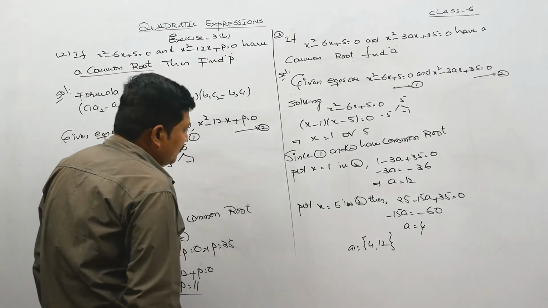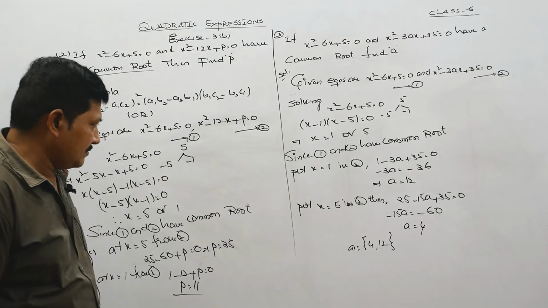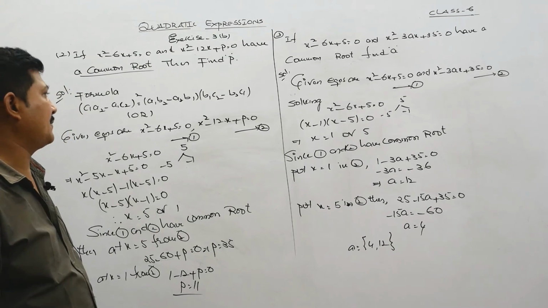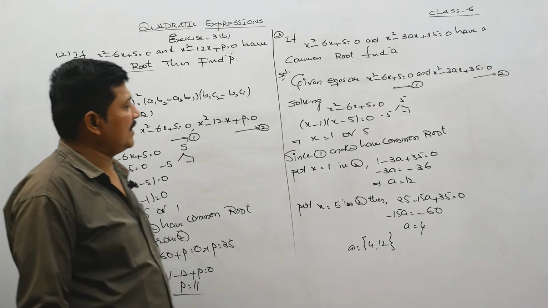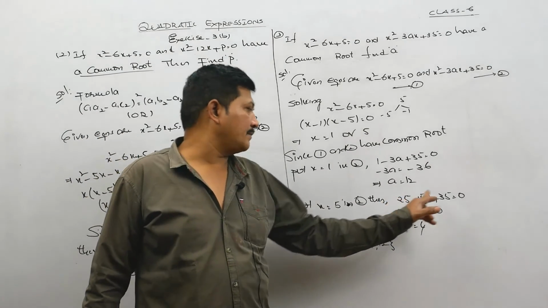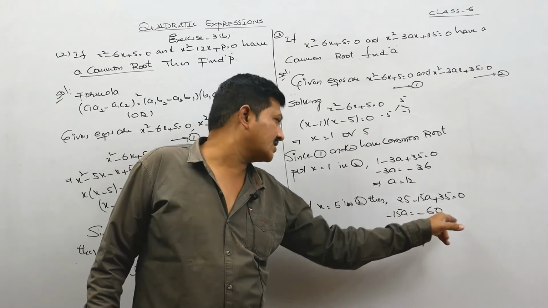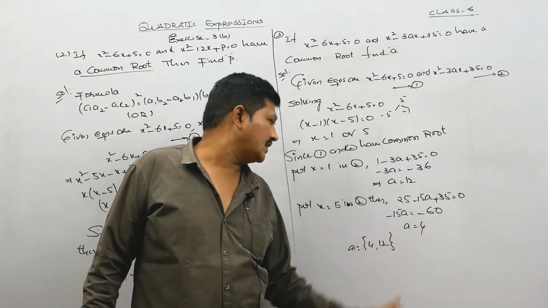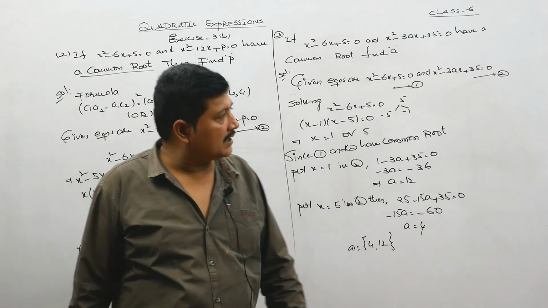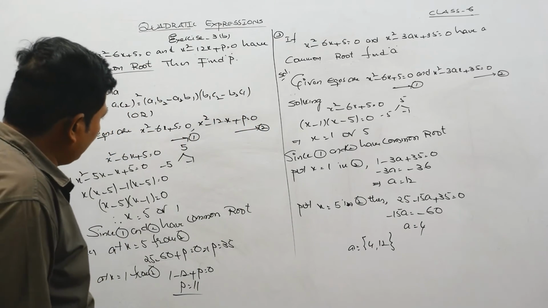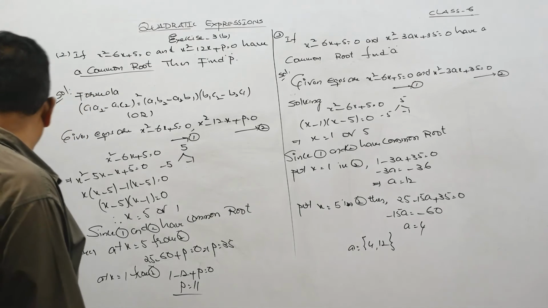అదే విధంగా Put x is equal to 5 in equation 2. ఈసారి x is equal to 5 ప్రతిక్షేపించినట్లయితే 5 square 25 minus 3 into 5 15 and 25 plus 35 plus 60, అవతల తీసుకున్నట్లయితే minus 60. So 15 టేబుల్స్ క్యాన్సిల్ చేసినట్లయితే a is equal to 4. కాబట్టి ఇక్కడ మనకి ఏకి 2 విలువలు వచ్చినాయి. a is equal to 4 ఒకటి, a is equal to 12 ఒకటి.